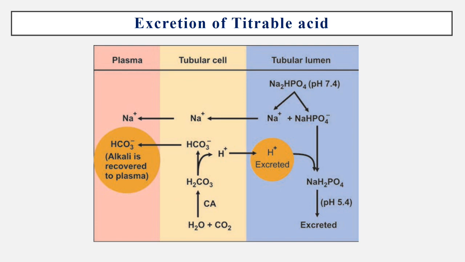As the tubular fluid moves down the renal tubule, more and more H+ ions are added. It results in the acidification of urine. So this causes a decrease in the pH of urine, as low as pH 5.4. This is the excretion of titratable acid.